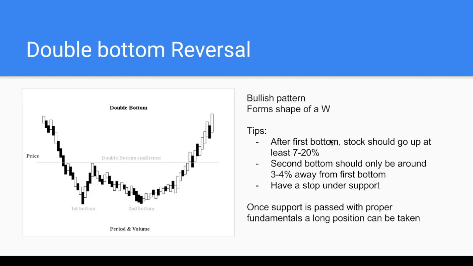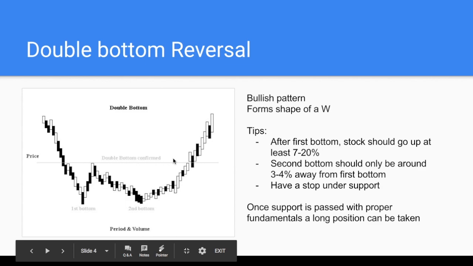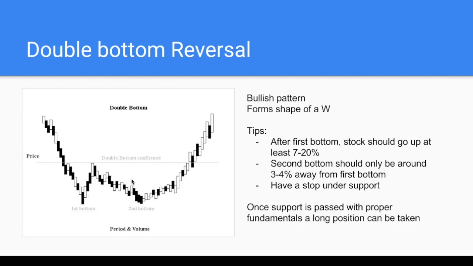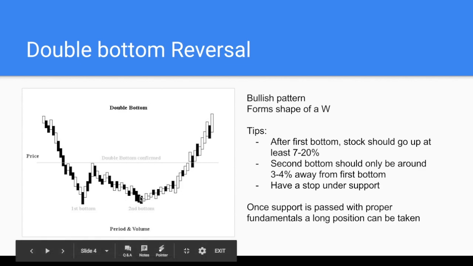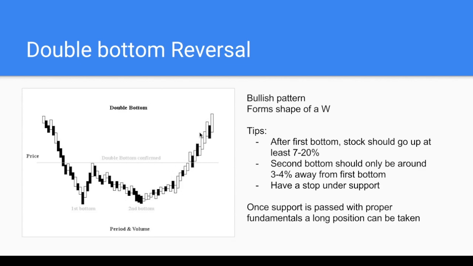The next one is a double bottom reversal. It forms a W. This one, you see it a lot. It's kind of common. For this one, the bottoms are kind of at a support. It doesn't show it in this picture, but basically what happens is it comes down and then goes up a little bit and then comes down for a second bottom, and then from there it goes up towards a previous resistance or even past it.